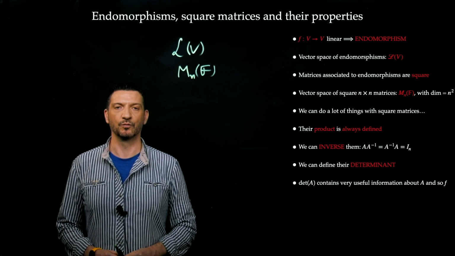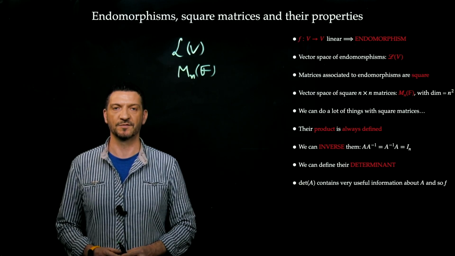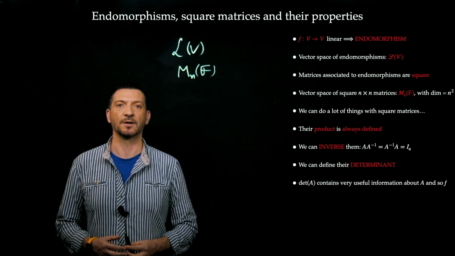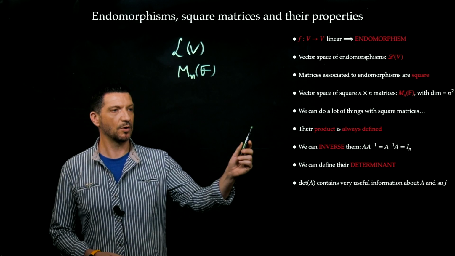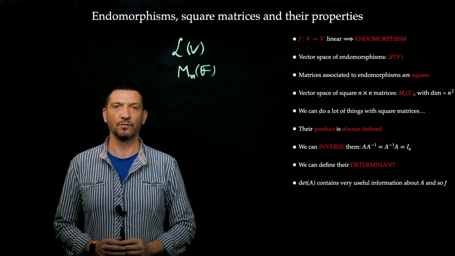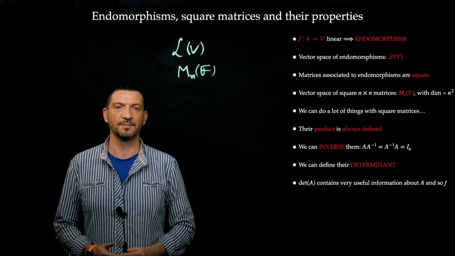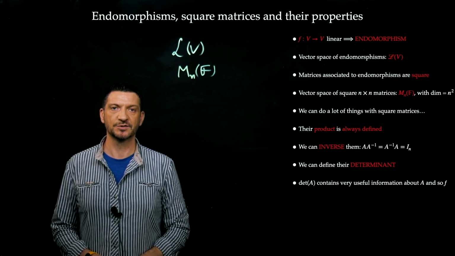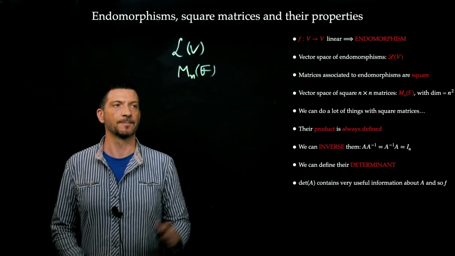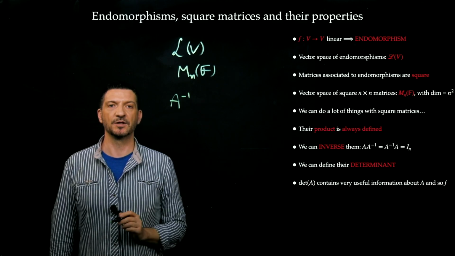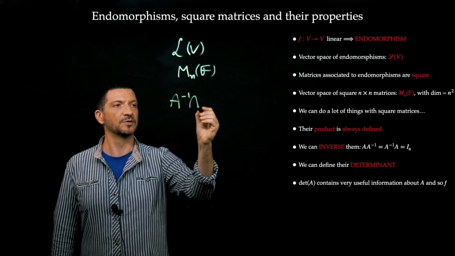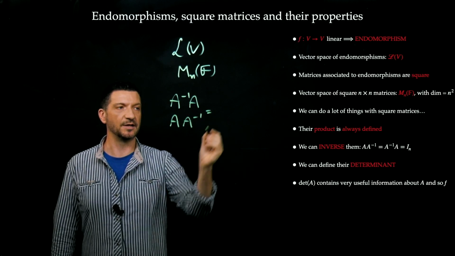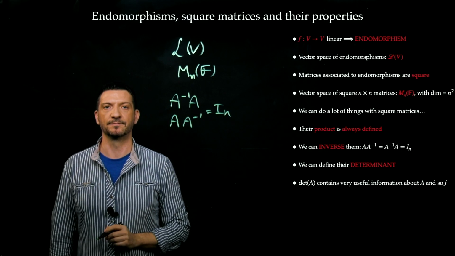In general, working with square matrices associated with endomorphisms is easier than working with rectangular matrices associated to generic linear maps. In fact, the product of two square matrices is always defined, because in this case the internal dimensions are of course always the same. Moreover, when we deal with a square matrix, we can also define its inverse. The inverse of A is the matrix A minus 1 that, multiplied by A on the left and on the right, gives rise to the identity matrix of dimension n.